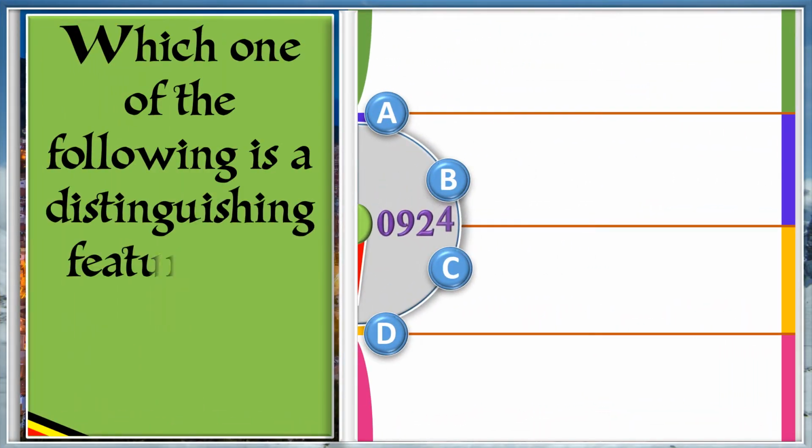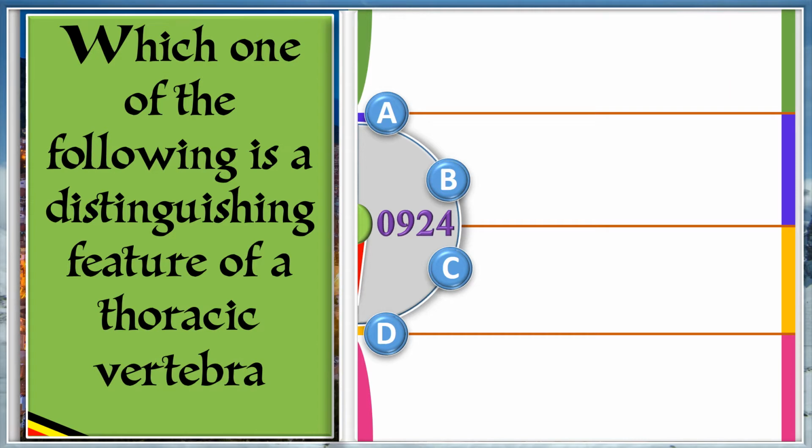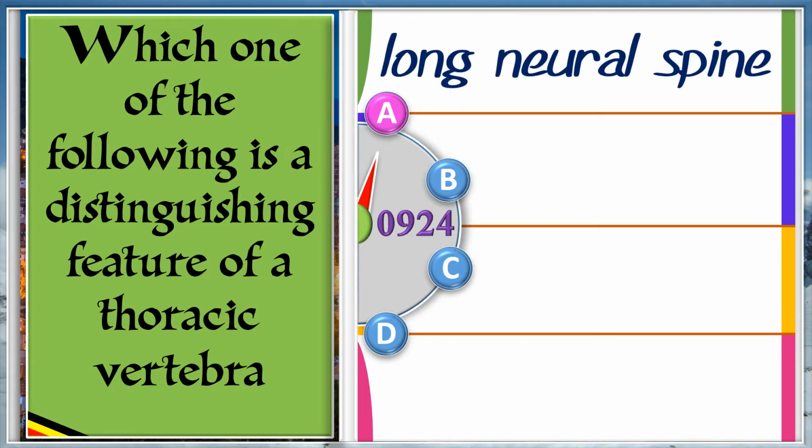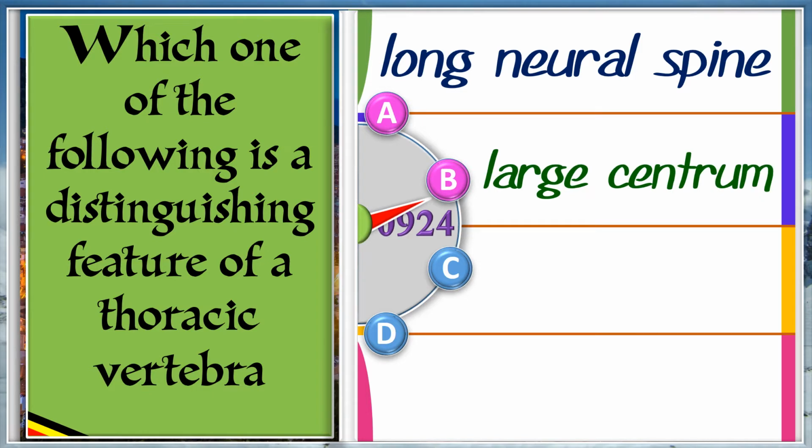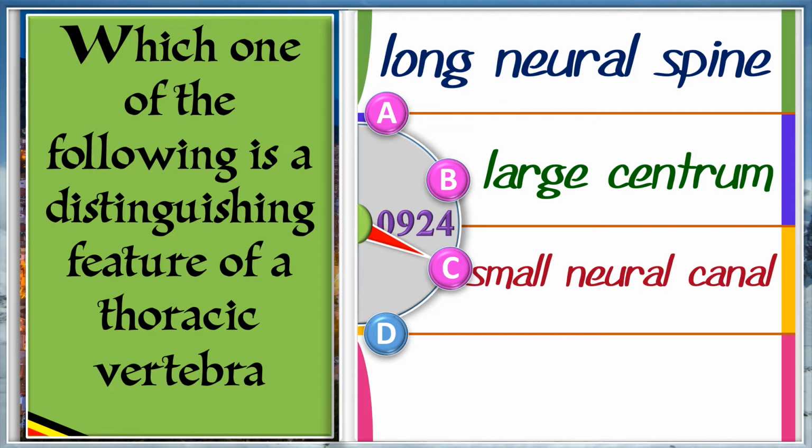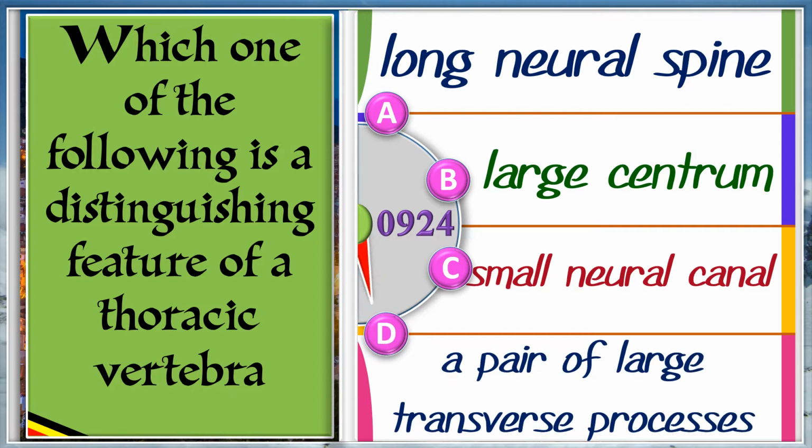Which one of the following is a distinguishing feature of the thoracic vertebra? A. Long neurospine. B. Large centrum. C. Small neurocanal. D. A pair of large transverse processes. And the answer is A. Long neurospine.